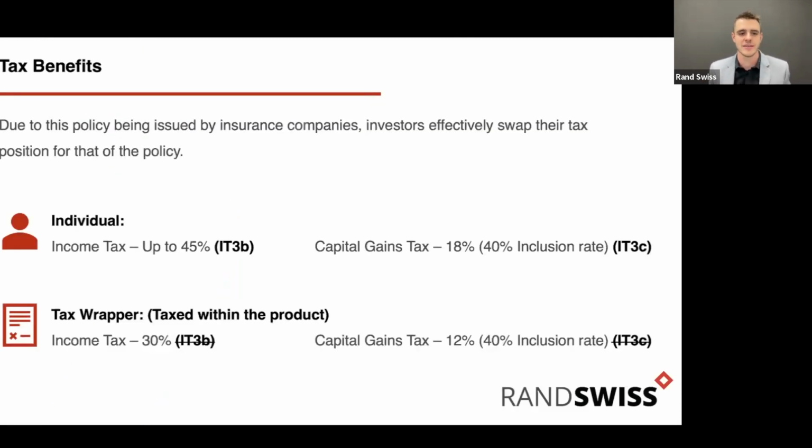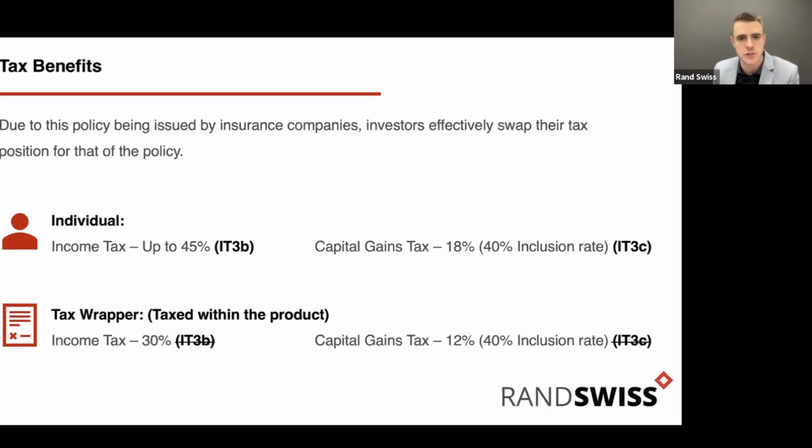Essentially, we've all obviously done our tax returns recently, and we've all, like I said, been very, very disappointed to see an IT3(b) and an IT3(c) come across. What does that essentially mean? An IT3(b) is due to income tax, and that can be as high as 45%. An IT3(c) is related to capital gains tax, and that can be as high as 18%.